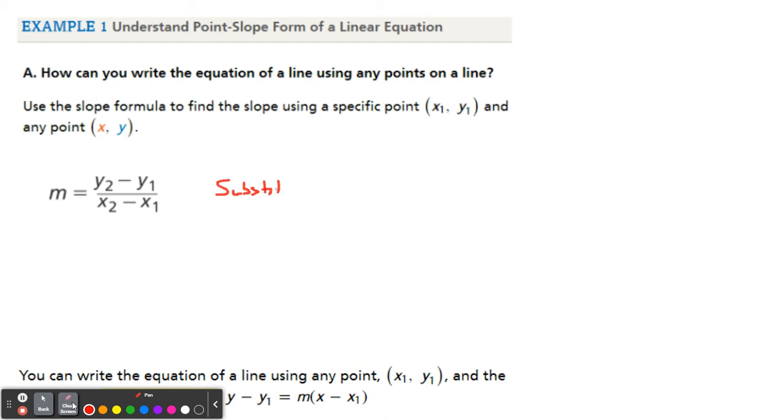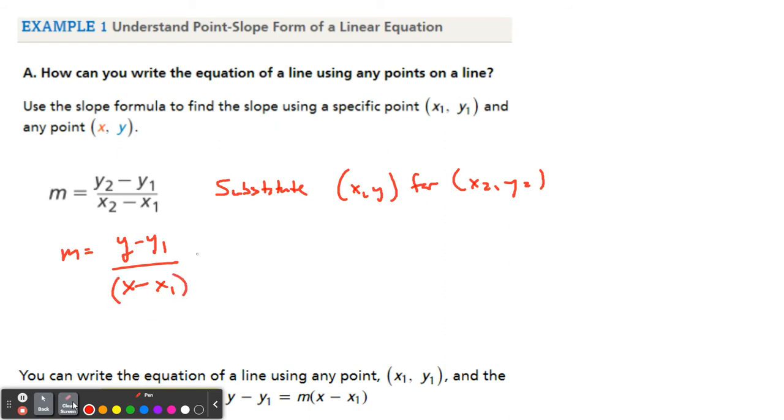So this is your first step. Substitute x and y for x2, y2. So you'll see now this formula is going to say m equals y minus y1 over x minus x1. So we just drop the 2's, right? And now we're going to multiply both sides by this denominator. Because of this minus sign, we're going to put this denominator in parentheses. We're going to multiply it by that parenthesis, x minus x1. We'll do the same thing over here with the m, multiply it by x minus x1.